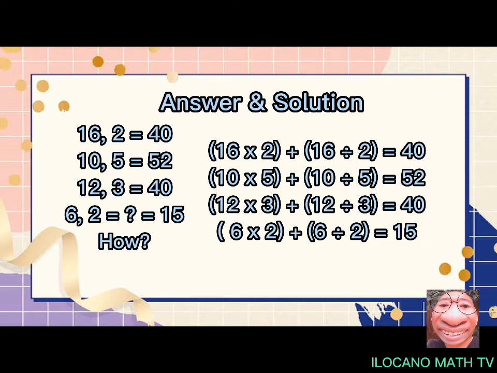Next, 12 times 3 is equal to 36. Then, 12 divided by 3 is equal to 4. So, therefore, 36 plus 4 is equal to 40. And then, 6 times 2 is equal to 12. Next, 6 divided by 2 is equal to 3. Therefore, 12 plus 3 is equal to 15. And the answer of 6, 2 is equal to 15.